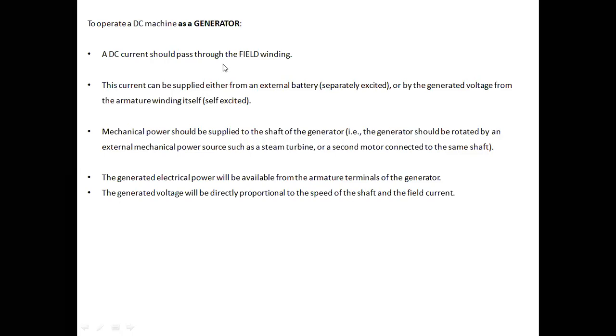That can be a DC generator or a DC motor. But what is the difference here? We are giving the current that will pass through the field winding. Here mechanical power should be supplied to the shaft of the DC generator, that is, the generator will rotate by external mechanical power. That can be a second motor, or a source such as a steam turbine. Here the generated voltage will be directly proportional to the speed of the shaft. And the electrical power will be available from the armature terminal of the generator.